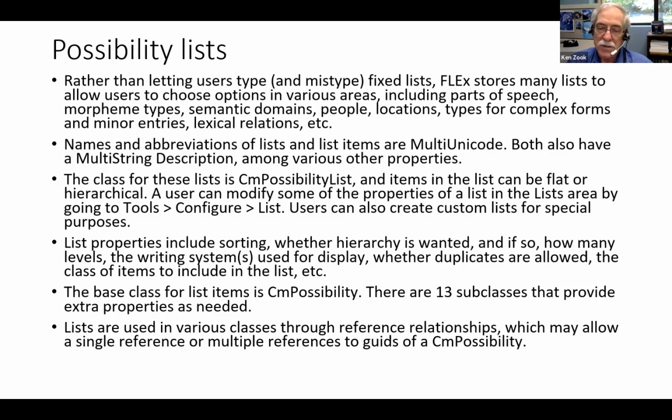A user can modify some of the properties of a list in the Lists area by going to Tools, Configure List. Users can also create custom lists for special purposes. List properties include sorting, whether hierarchy is wanted, and if so, how many levels, the writing systems used for display, whether duplicates are allowed, the class of items to include in the list, etc. And the base class for the list items is CmPossibility. There are 13 subclasses that provide extra properties as needed.